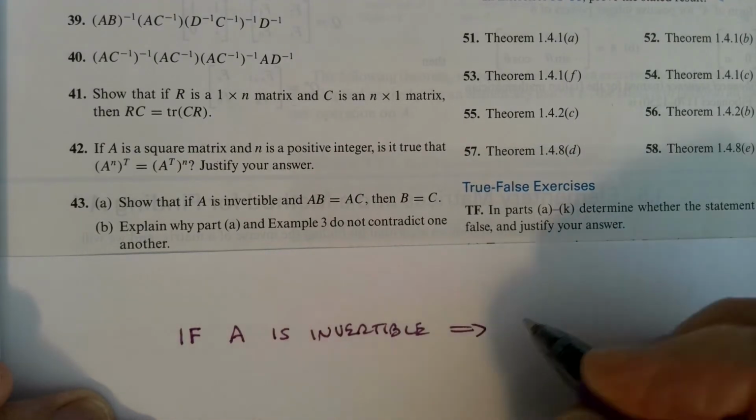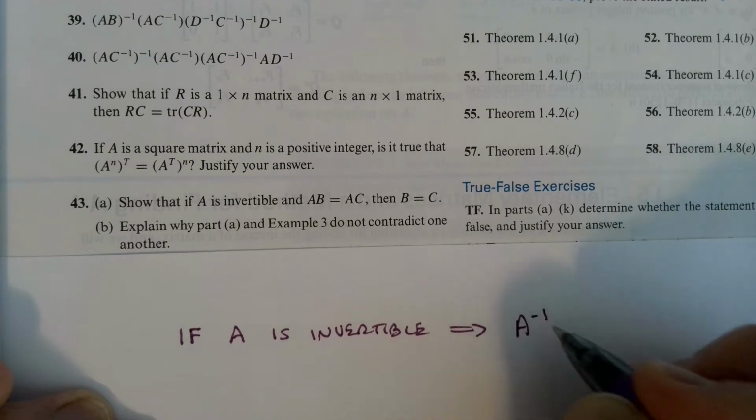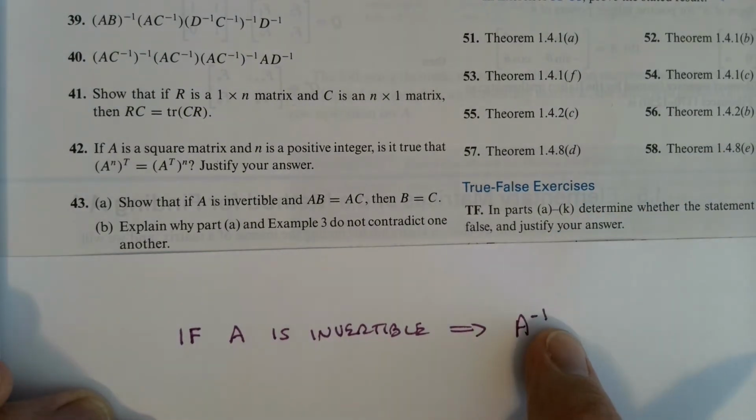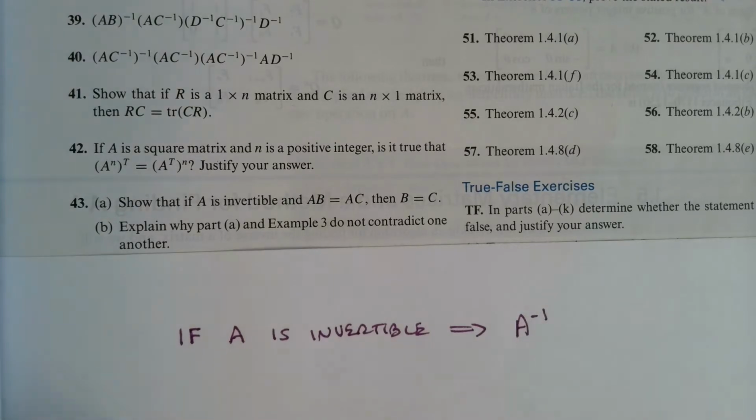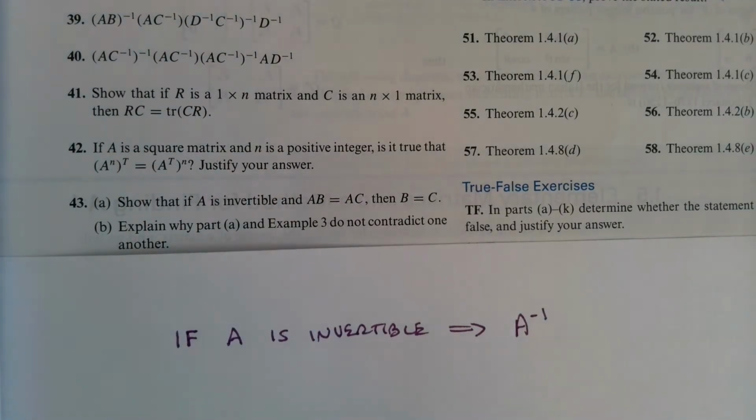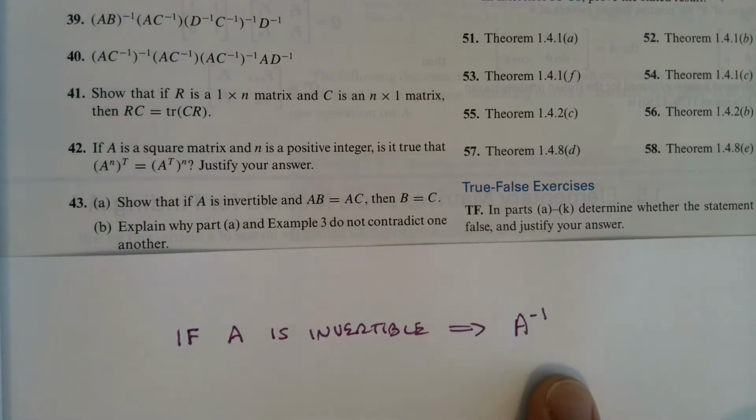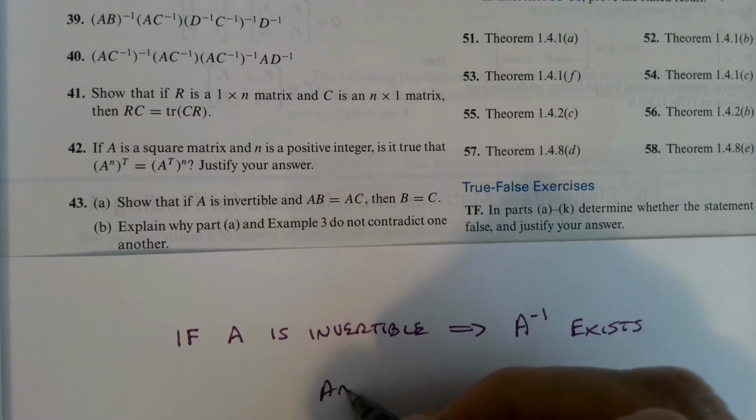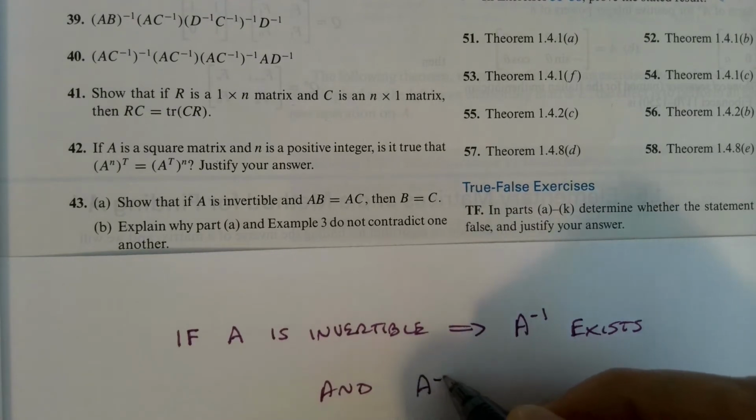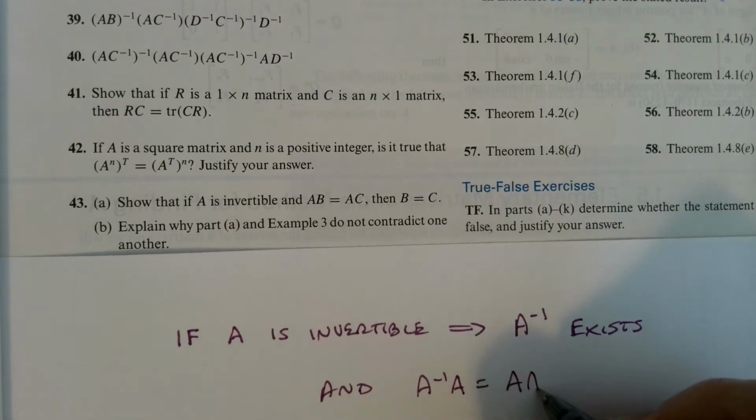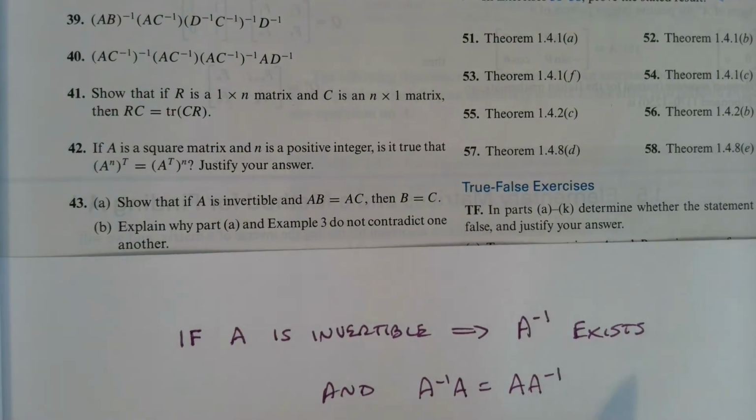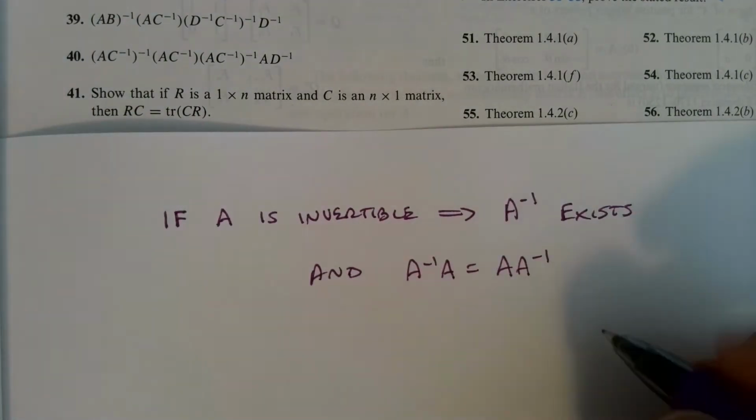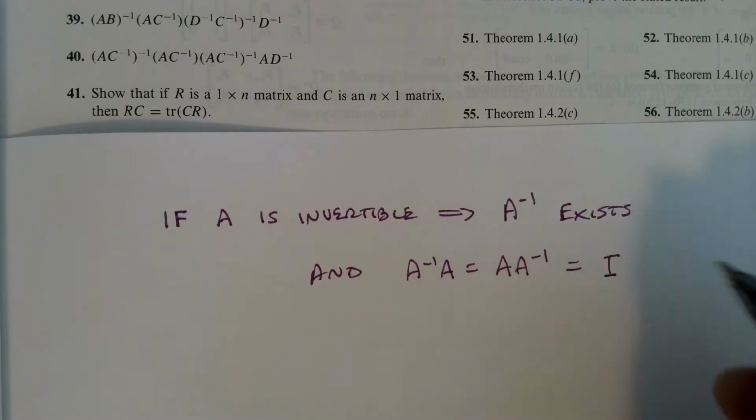We know that its inverse exists, and we can call that inverse A superscript -1. This is A inverse, right? That's the notation we used. It was previously proved that if A is invertible, then its inverse is unique, and so that's the notation we use for that. So this exists, and we know that A inverse times A is equal to A times A inverse. Notice that we can commute that multiplication, and both products are equal to the identity matrix.